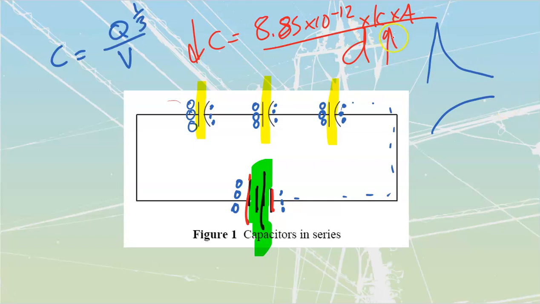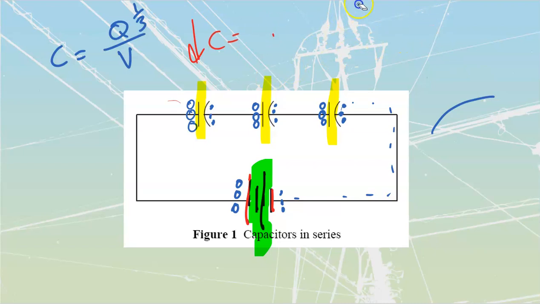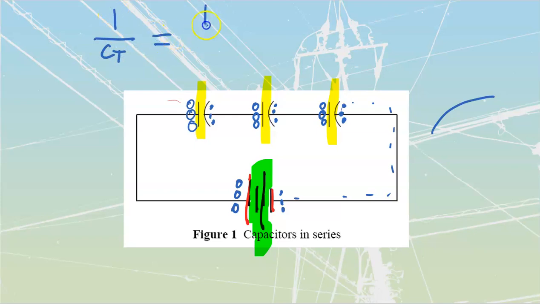The long and short of it is that when I am connecting capacitors into a series configuration, what I'm going to see is 1 over CT is equal to 1 over C1 plus 1 over C2 plus 1 over C3. Note that the way we add a series set of capacitors is the same way that we add a parallel set of inductors. That is the inverse method, right?